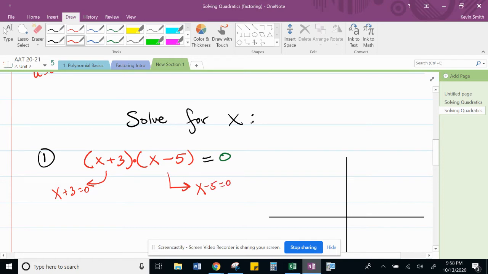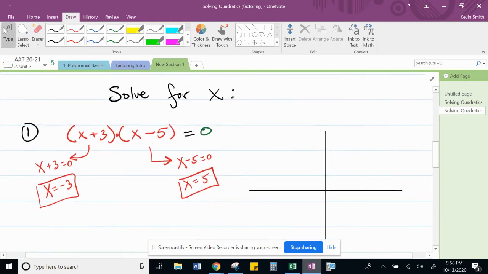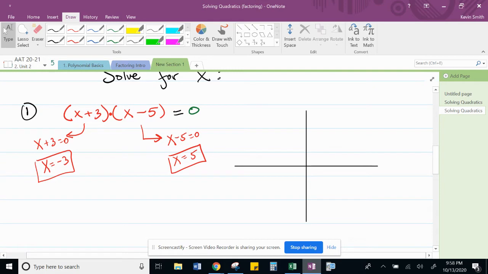You can go through, you can solve each one. You would get x equals negative 3 and x equals 5. And you can check very quickly that this is true, right? If we plugged in negative 3 for x right here, right? Negative 3 plus 3 times negative 3 minus 5. Well, this would be 0. And this would be times by negative 8, right? And anything times 0 is going to be 0. So that, of course, works.